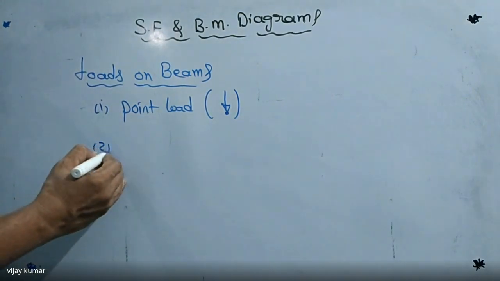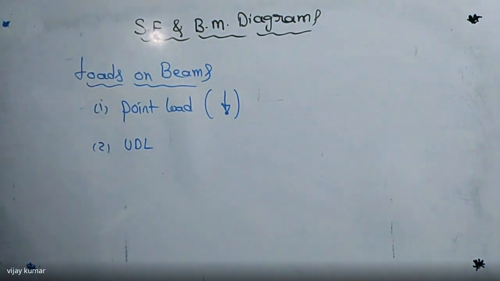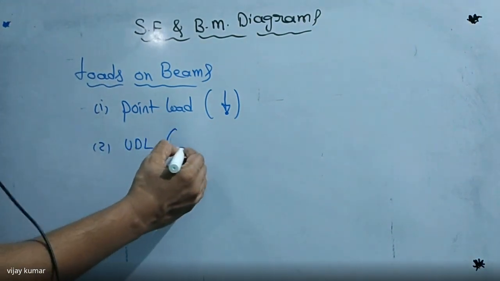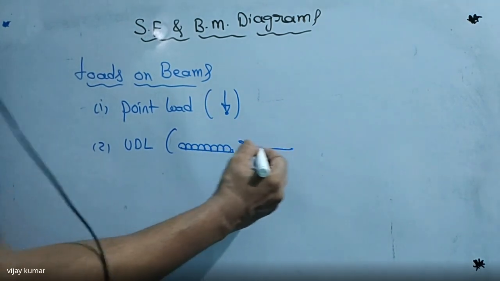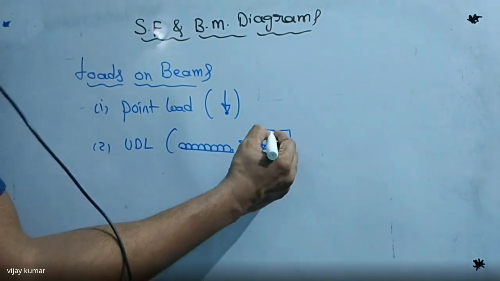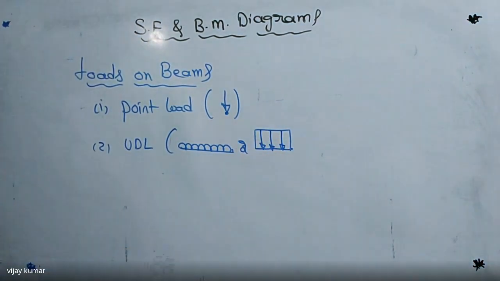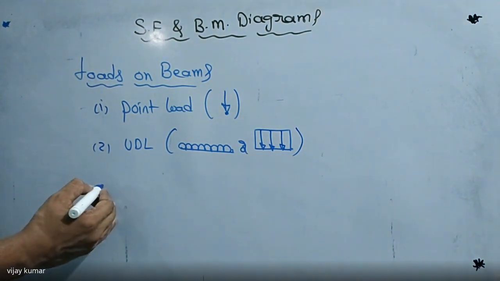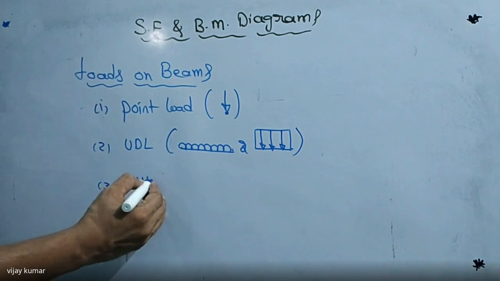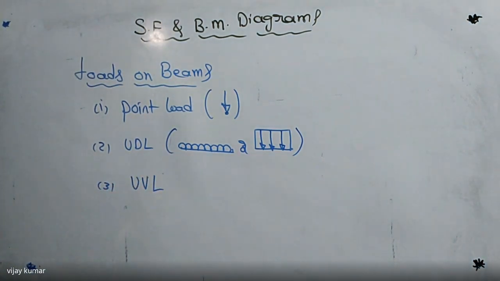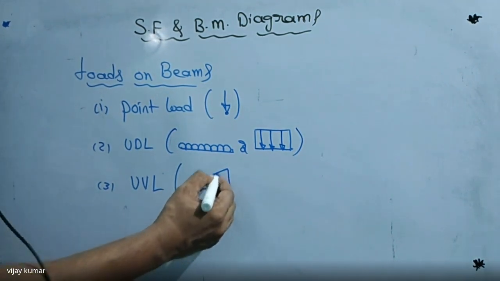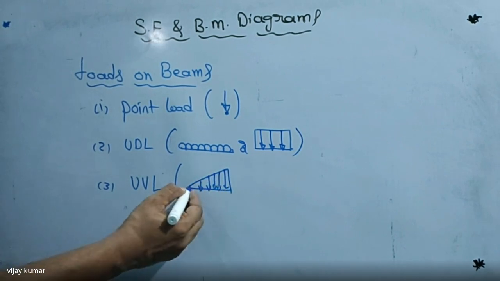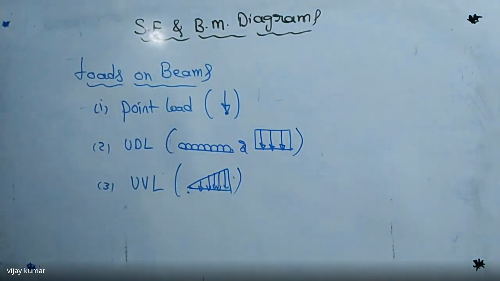The second one is named as UDL, that is uniformly distributed load. We are going to indicate it like this. It can be indicated like this, or we can indicate it like this also. This is the symbol for UDL, the uniformly distributed load. The third one is uniformly varying load, that is UVL. This is indicated like this. It varies from point to point. It is not constant. It is zero here and maximum here. So it is named as UVL.